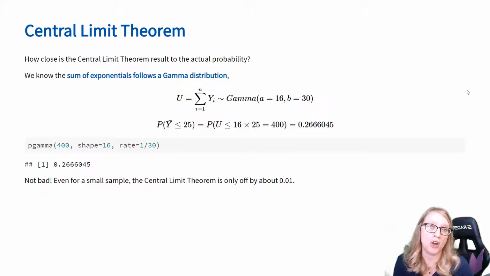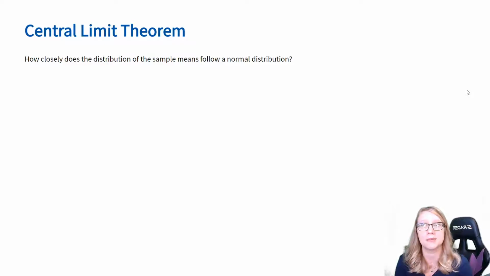So even for a small sample, which 16 is fairly small in practice, the central limit theorem is only off by about 0.01. We had a previous probability using the central limit theorem of about 25%. Here we have a probability of about 26%. So the answers are pretty close using these two methods.